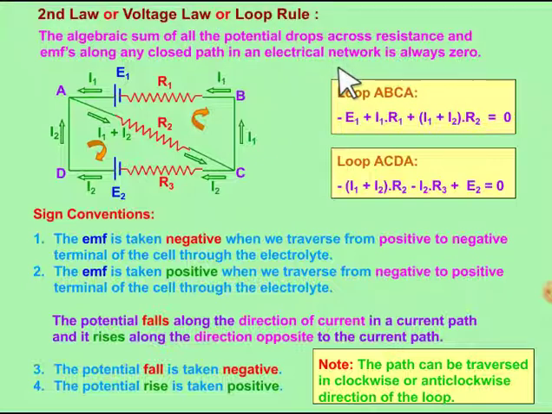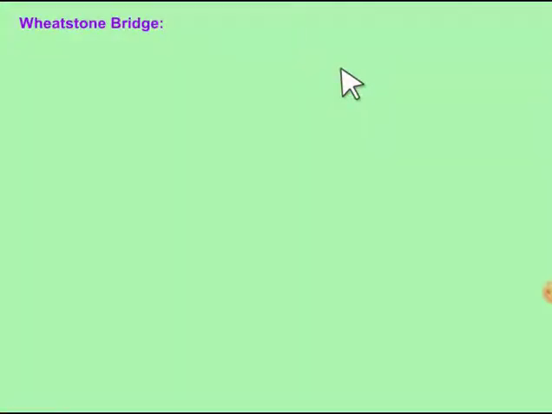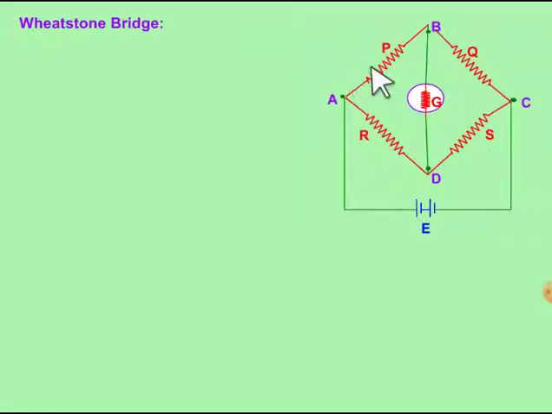The last part is your Wheatstone bridge principle, or simply the Wheatstone bridge. Now what is this Wheatstone bridge? Four resistances connected on the sides of a quadrilateral so as to form a bridge, which enables us to determine an unknown resistance. That circuit we call the Wheatstone bridge.